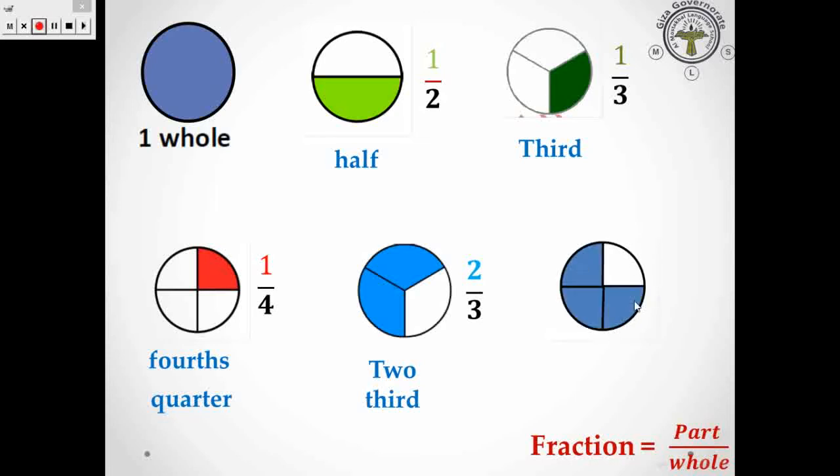Look at this circle. How many shaded parts? 1, 2, 3. Right, 3 on top. How many total parts? 1, 2, 3, 4. Right, 4 on the bottom. 3 over 4. So, what's the fraction of shaded parts? 3 over 4. It's called 3/4. Repeat after me, 3/4.